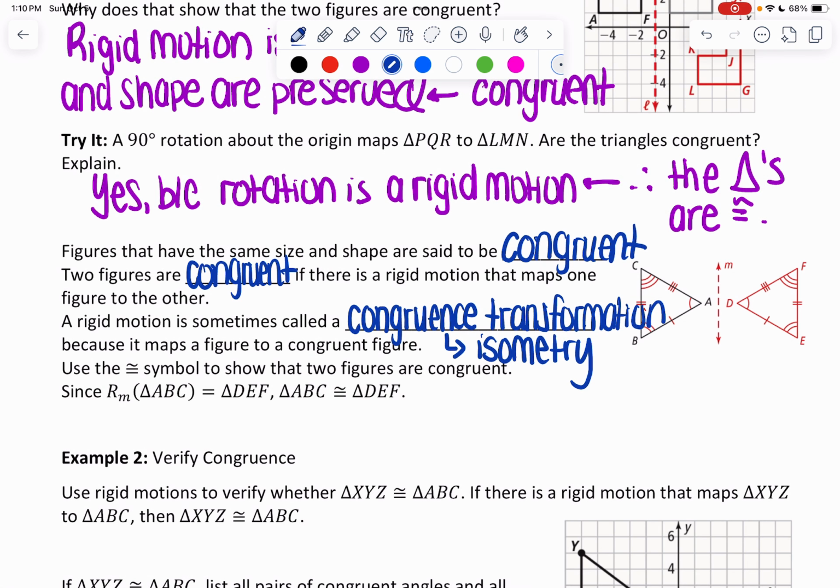Let me just do this really quick, guys. Okay, so we're just going to play around with this. This is the symbol that means congruent, to show two figures are congruent. In this example, it says since you're reflecting over line M, ABC maps onto DEF. So therefore, we can conclude that ABC and DEF are congruent to each other.